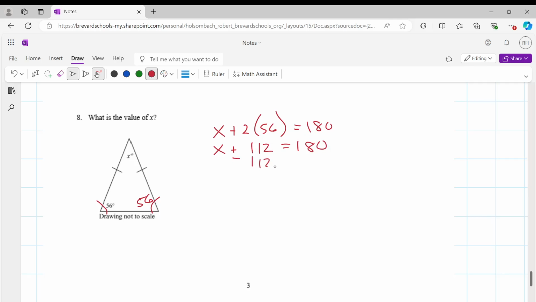Subtract 112 from each side. We get an x that's equal to 68. And there you go. Your value of x is 68.